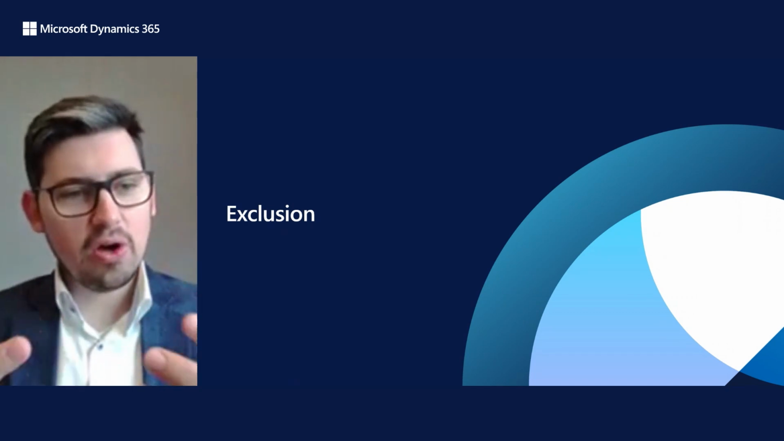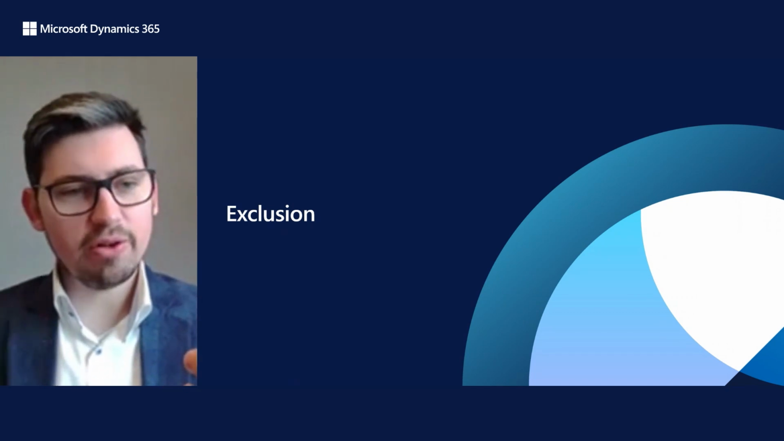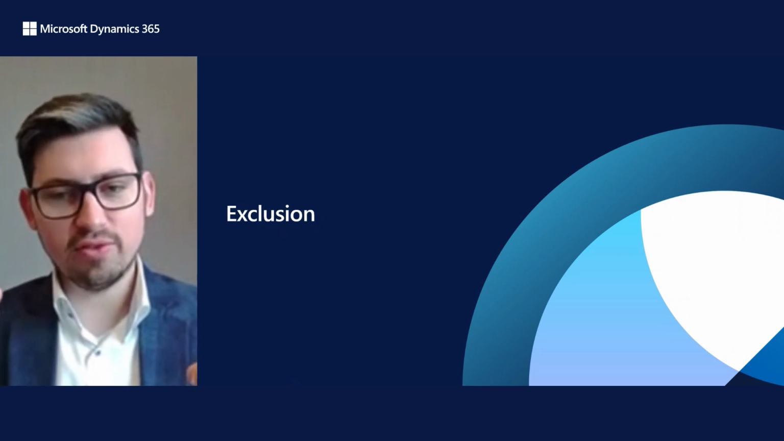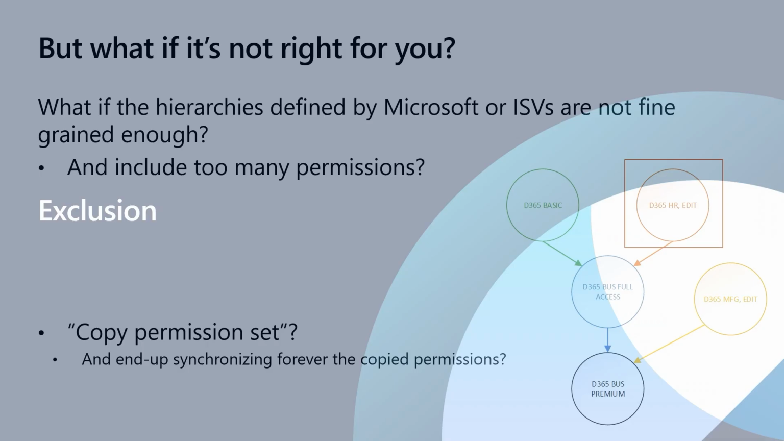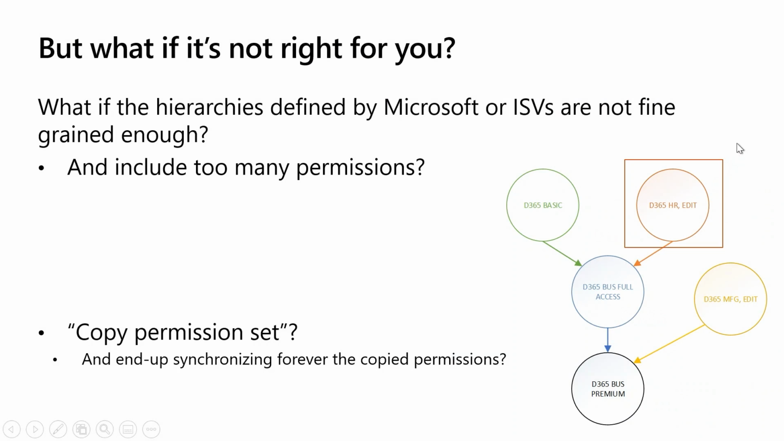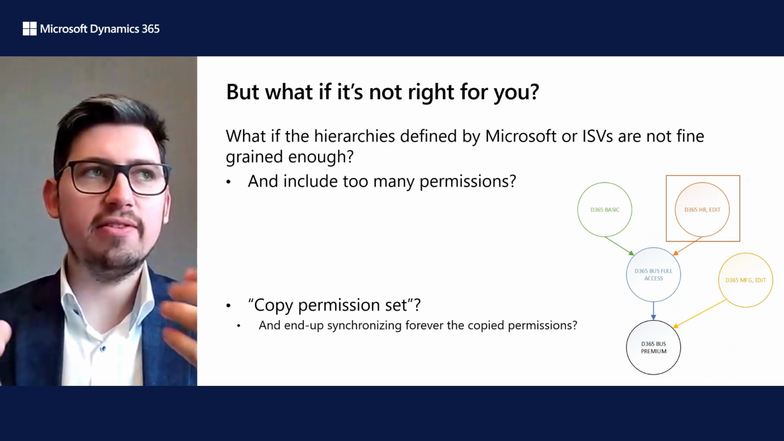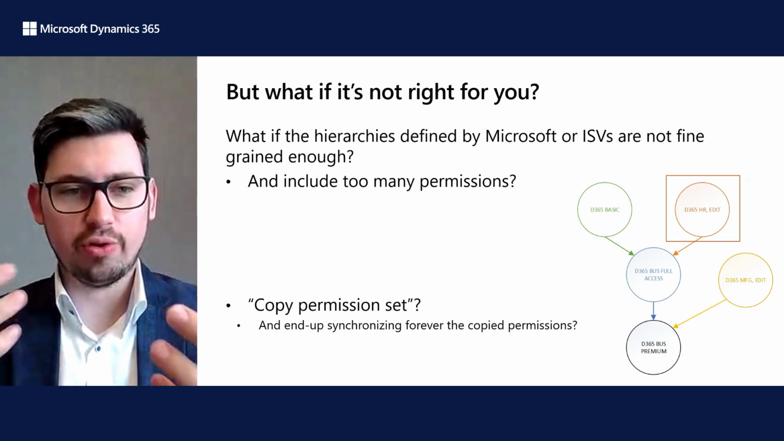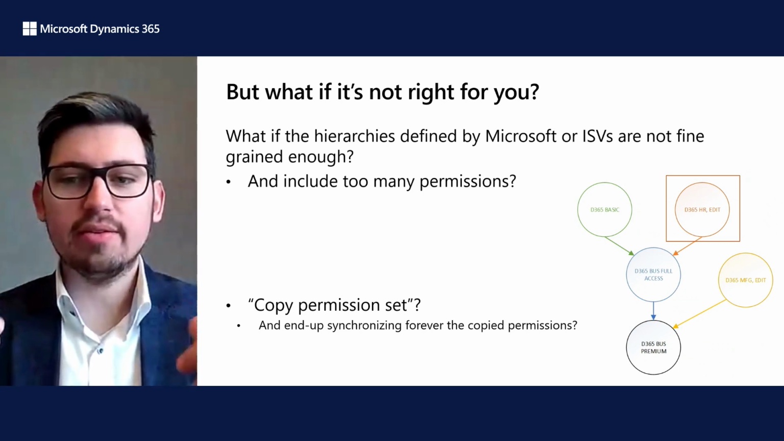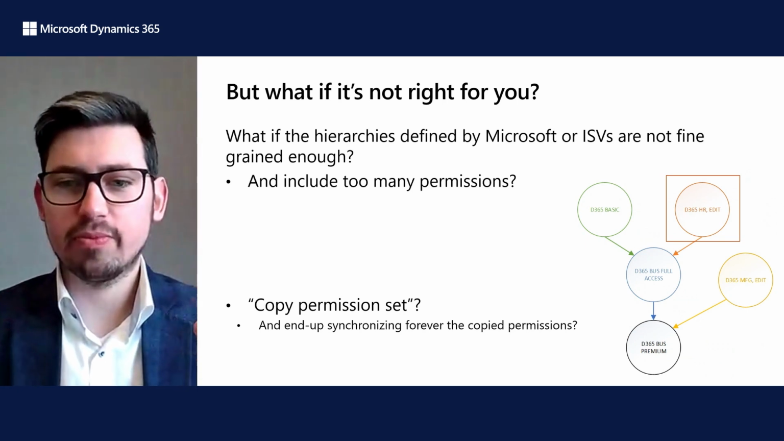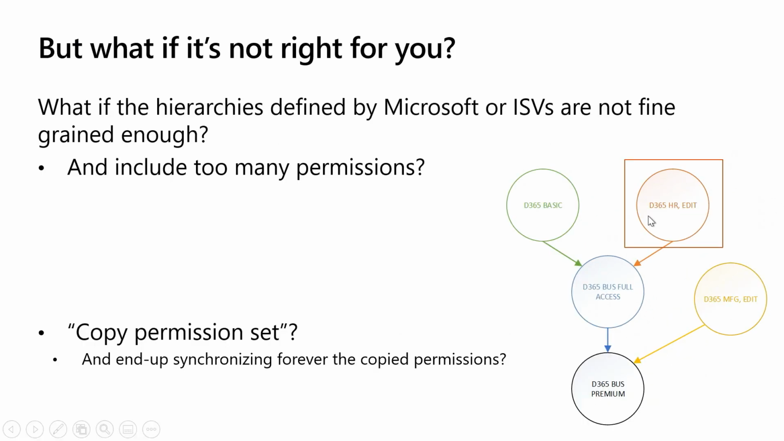Thanks. Now I will talk about another very exciting feature we added in this new version of Business Central, named exclusion. Let's get started. So imagine, what if Microsoft, our partner, designed a hierarchy that is not good for you. It's not fine-grained enough. And let's say that it includes too many permissions. For example, in these three that we showed before, let's say we are not interested in HR functionalities from our employees, but I want all the other features, but I don't want this specific set of features.